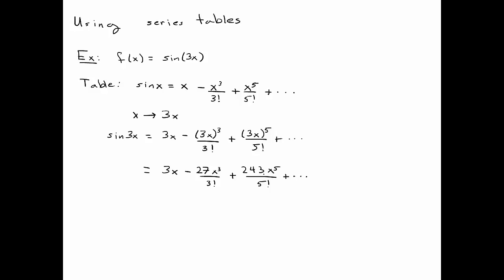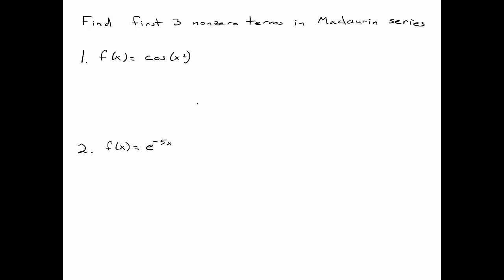So I'm going to give you a few to try. I want you to find the first 3 non-zero terms in the Maclaurin series. Or you could say in a Taylor series about x equals 0. It means the same thing. So the first one we have cosine of x squared, and the second one we have e to the minus 5x. I want to make sure you know where to find your series table, so you can look in eCollege.